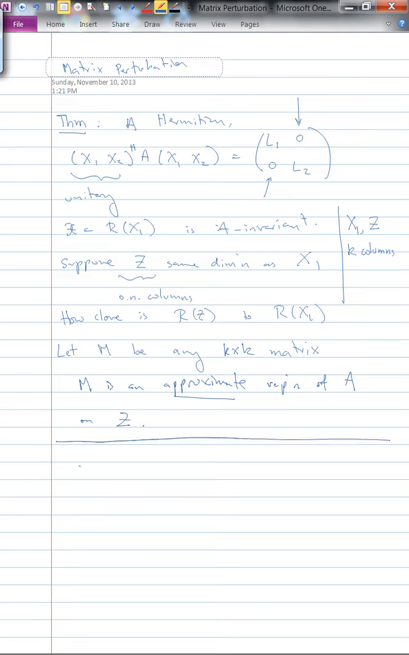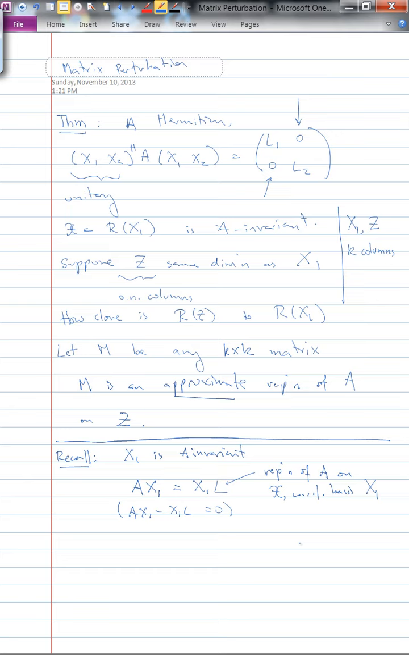Let me draw a brief parenthesis. So recall that because x1 is A invariant, we know that A of x1 is equal to x1L. Another way to write that, of course, which is what we've been doing, is that Ax1 minus x1L is equal to 0. But the point here is that L is the representation of A on the range of x1 with respect to the basis of x1.